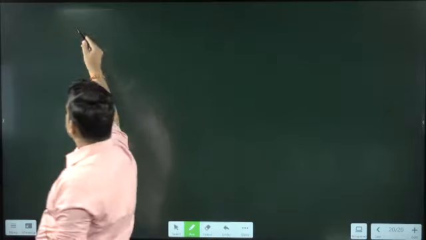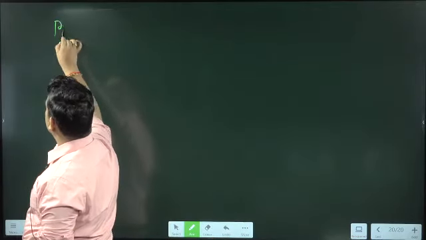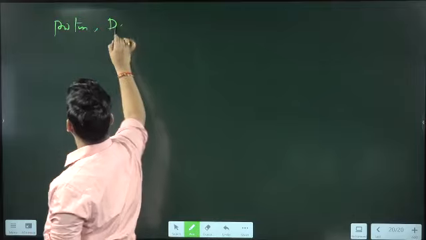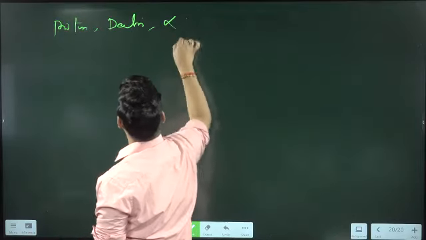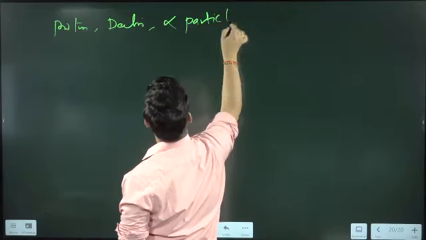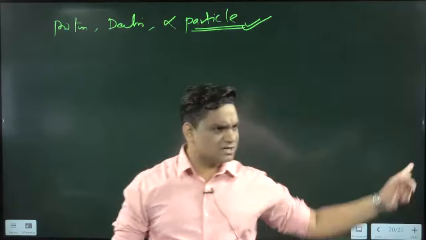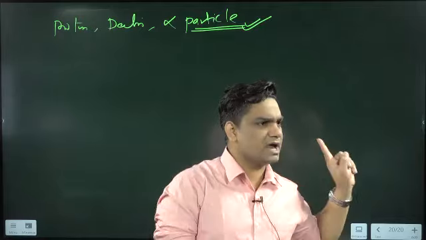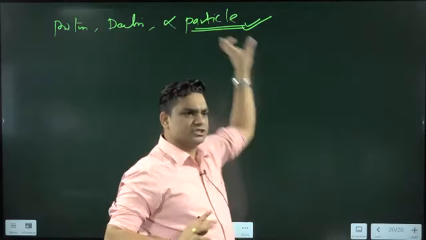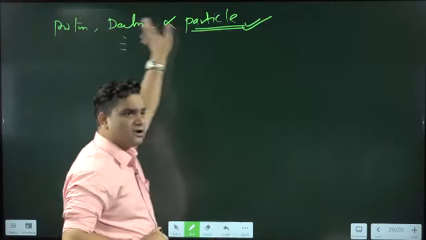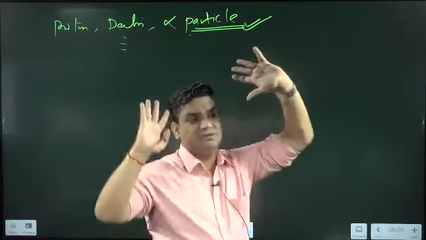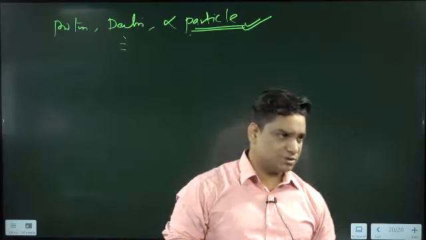Now we have one question about the proton, neutron, and alpha particle. This question has its own importance. In magnetism also, this question is asked. Yesterday's exam also had this question, in track one, if you have seen. Related to this, these particles will be used, either proton, neutron, or alpha particle. We need to remember the charge as well as the mass of these.